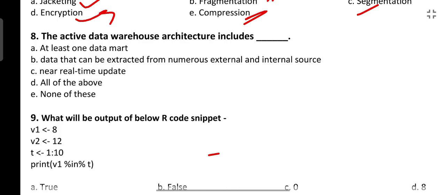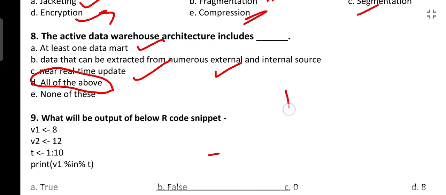The active data warehouse architecture includes, let's go to the options, at least one data mart, yes, correct. Data that can be extracted from numerous external and internal sources, that is also correct. Near real-time update is also correct. All of the above. So option D is the correct answer here. So what does this mean?